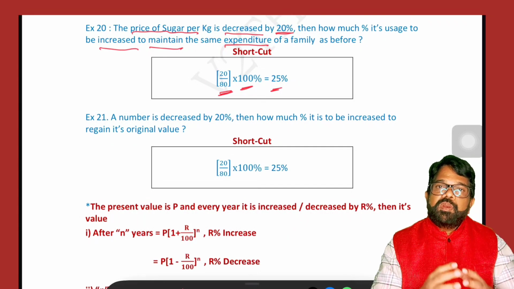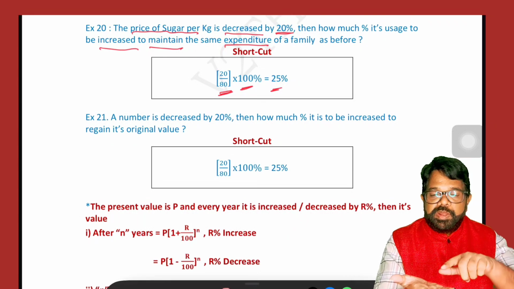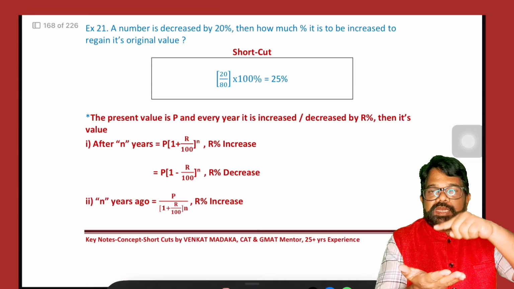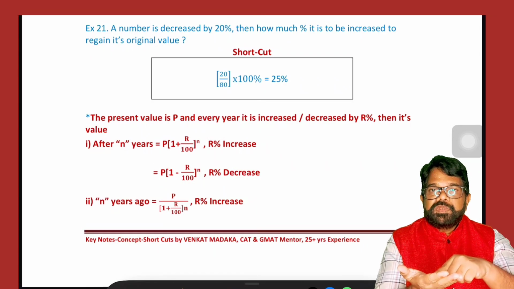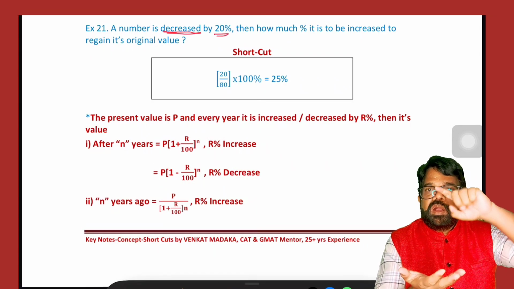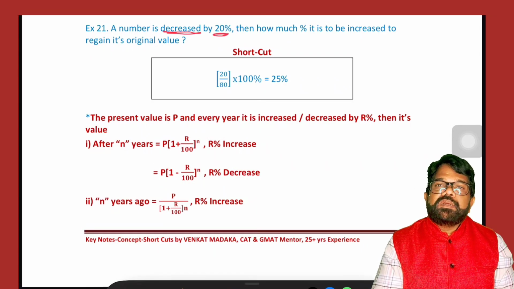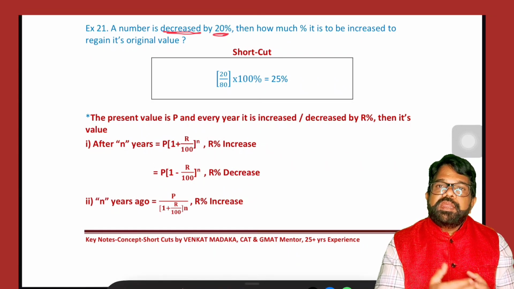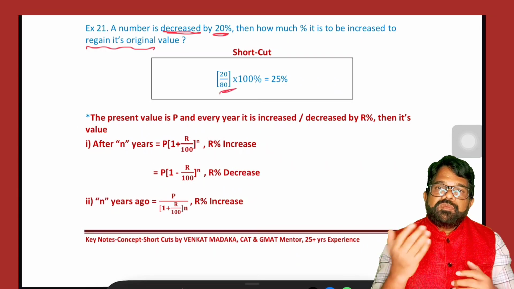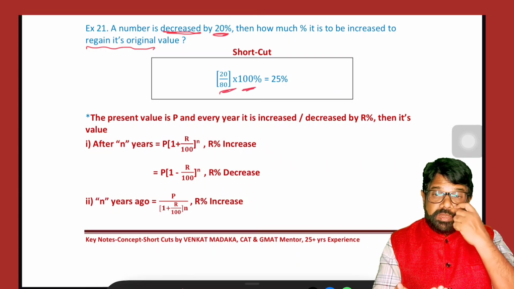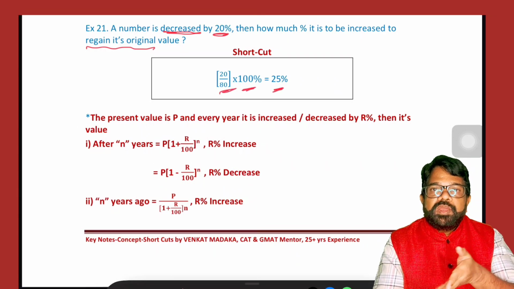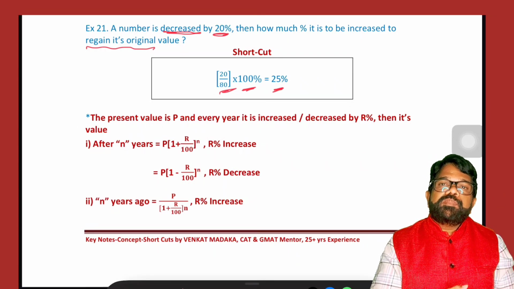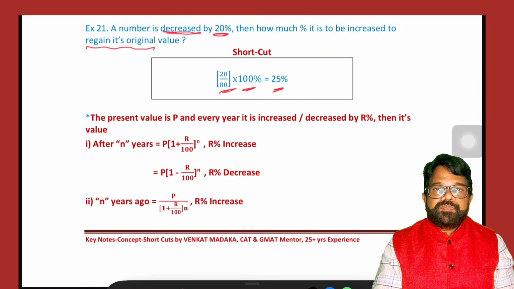Now see one more example. A number is initially decreased by 20%. To regain its original value, how much percent should it be increased? Apply the same keynote, R by 100 minus R, 20 by 80 into 100, 20 gets cancelled, so 25%. So a number is decreased by 20%. To regain its original value, it should be increased by 25%.